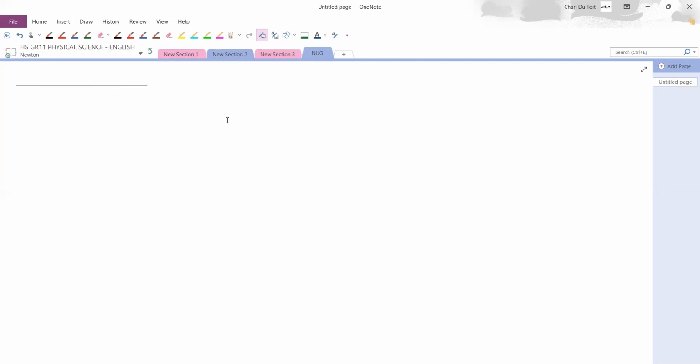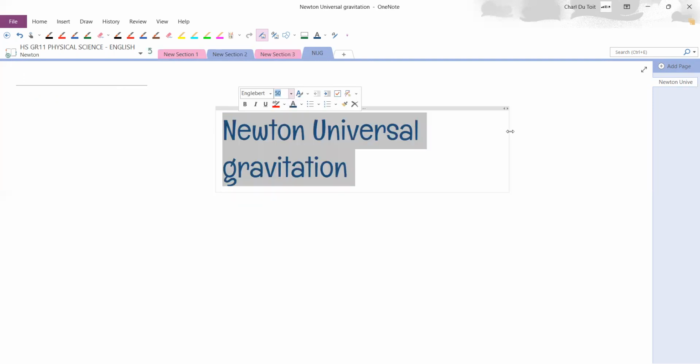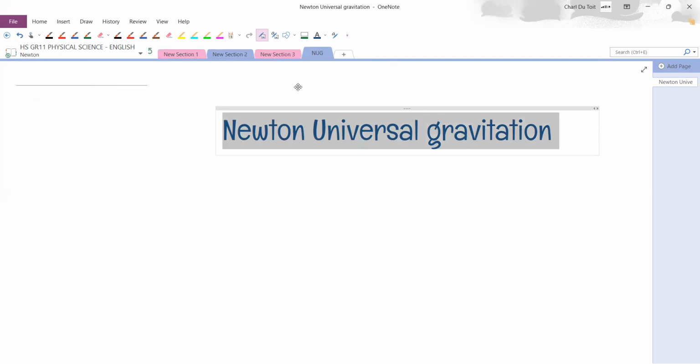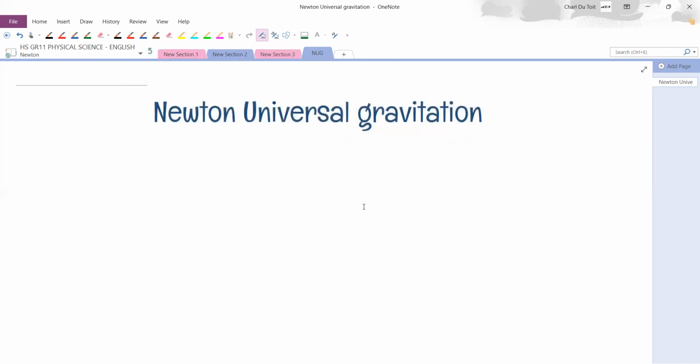Okay, so Newton said the following. Let's just write that. Let's just make a little heading here. Newton said any object in the universe, because of the fact that it has mass, will attract any other object.